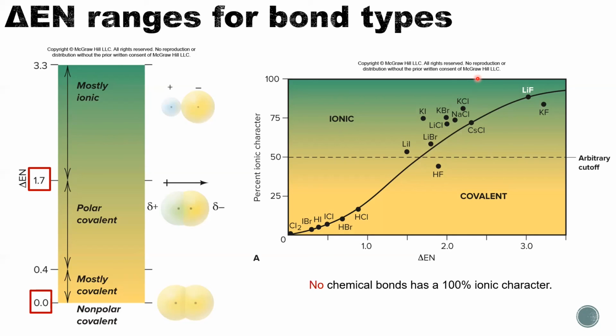So just keep that in mind. No chemical bond has a 100% ionic character, and we are based on the difference of electronegativity to determine whether a chemical bond is ionic or covalent.